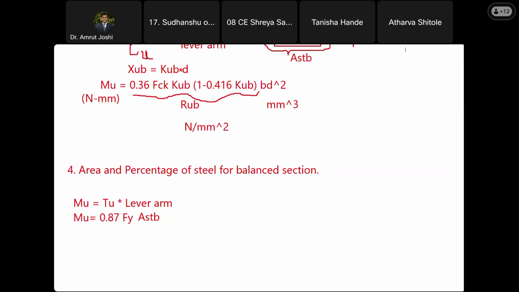So therefore, I can as well write this as D minus 0.416 XUB. Are you with me? So this is the expression for moment of resistance when written in terms of TU instead of in terms of CU.